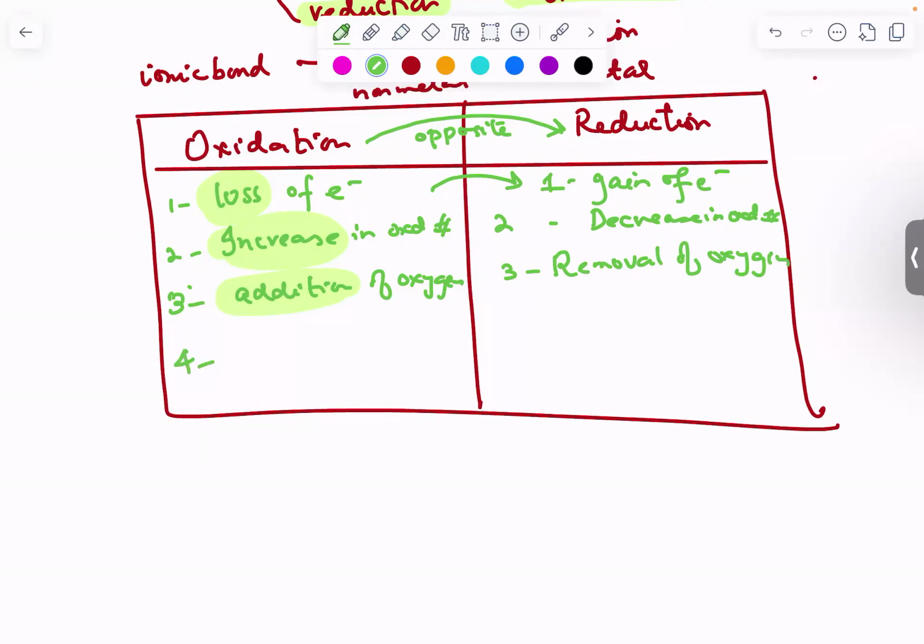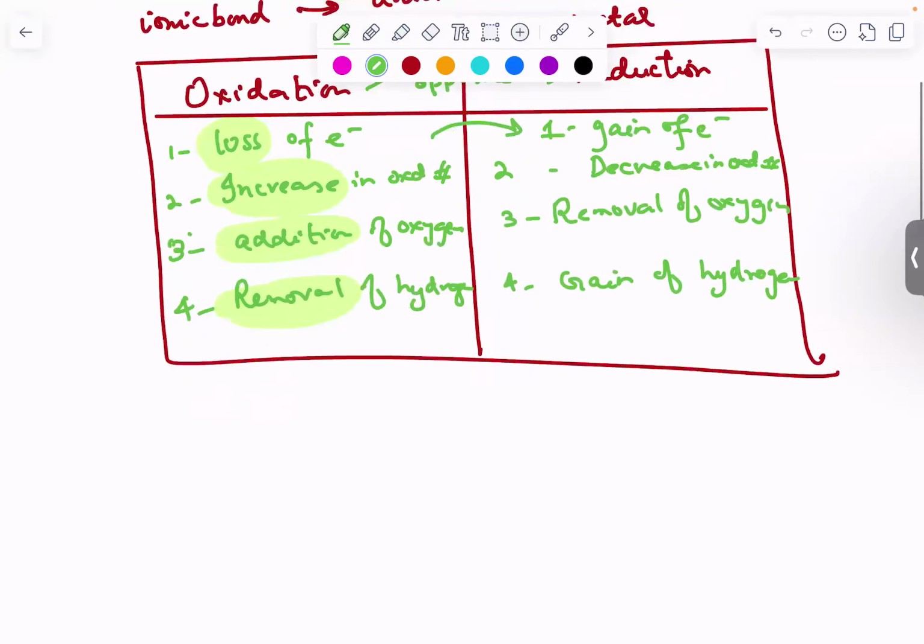The last definition is removal of hydrogen, and the opposite of removal would be the gain in hydrogen. So that would be number four, gain of hydrogen. So these are the four definitions. Now, as far as these definitions are concerned, the first two are interdependent. What do I mean by interdependent? Interdependent means that if one is going to occur, the other will definitely take place.